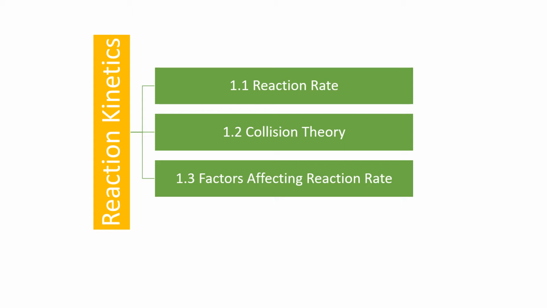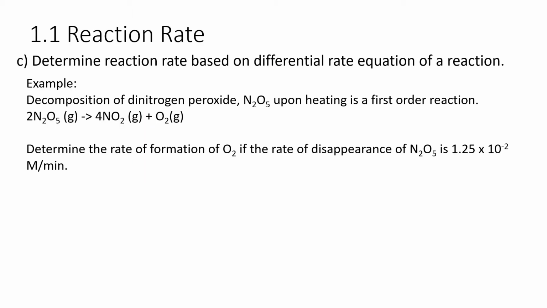So for PSPM revisions, we are going to focus on the learning outcome of C3 and C4. And for 1.1 reaction rate, the first C3 learning outcome is 1.1c, determine reaction rate based on differential rate equations of a reaction. And here is the example question related to differential rate equation.